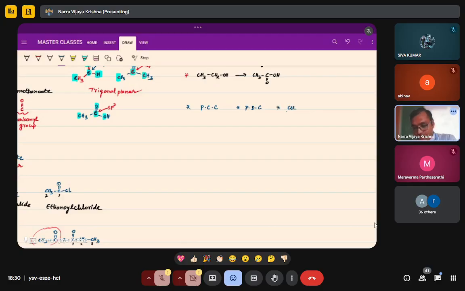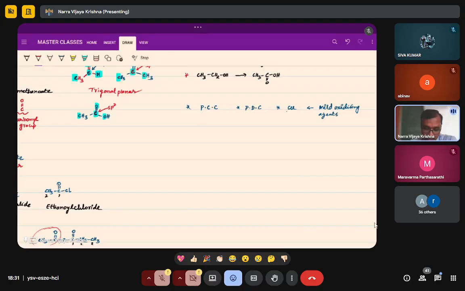copper. These are all mild oxidizing agents. Pyridinium chlorochromate, pyridinium dichromate, copper.